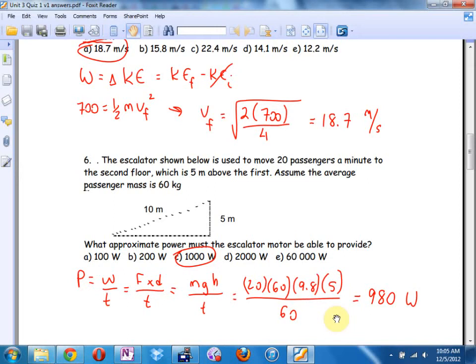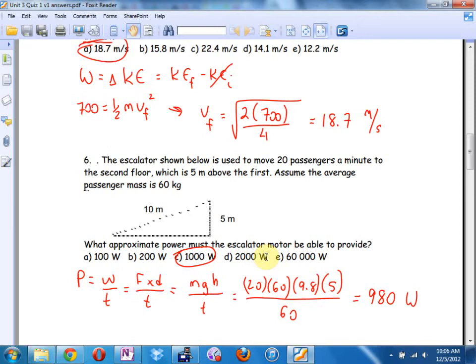How many seconds is that for 1 passenger? 20 passengers a minute, 20 passengers in 60 seconds. How many seconds does it take for one passenger? 3 seconds. So you could have said, I'm going to let time be 3 seconds. I'll just put one passenger, 60 kilograms, instead of timesing by 20. You got the same answer. So I had some of my kids last block do it that way too. Yeah, fine.